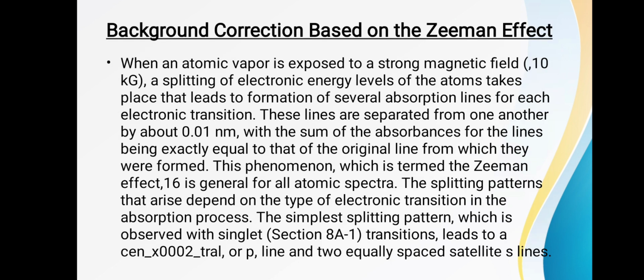Background correction based on the Zeeman effect. When an atomic vapor is exposed to a strong magnetic field, a splitting of electronic energy levels of the atoms takes place that leads to the formation of several absorption lines for each electronic transition. These lines are separated from one another by about 0.1 nanometer, with the sum of the absorbances for the lines being exactly equal to that of the original line from which they are formed. This phenomenon is termed the Zeeman effect.